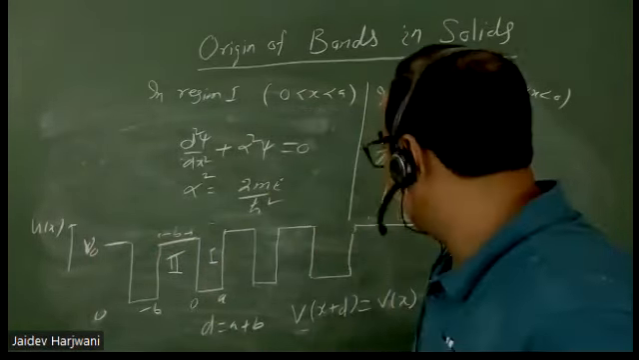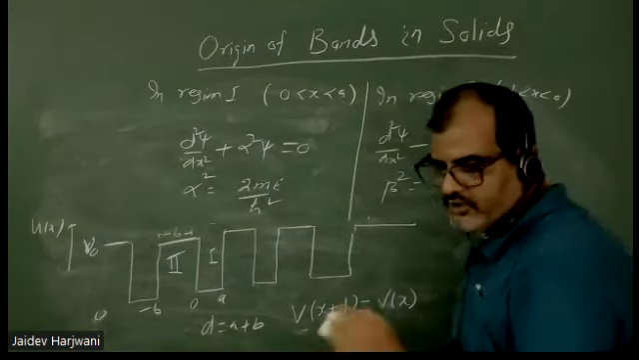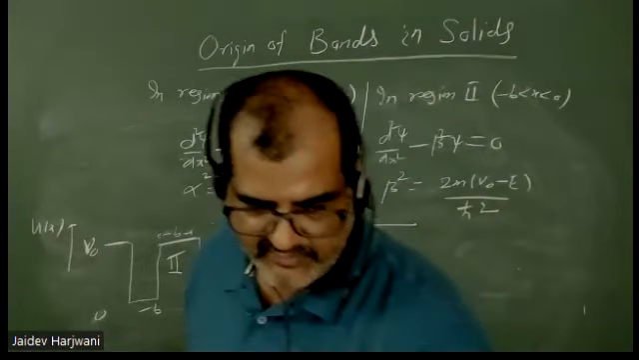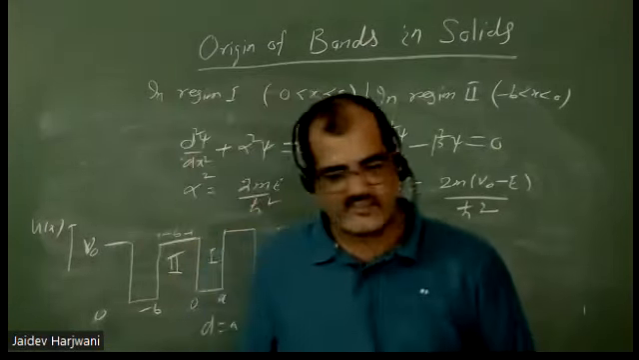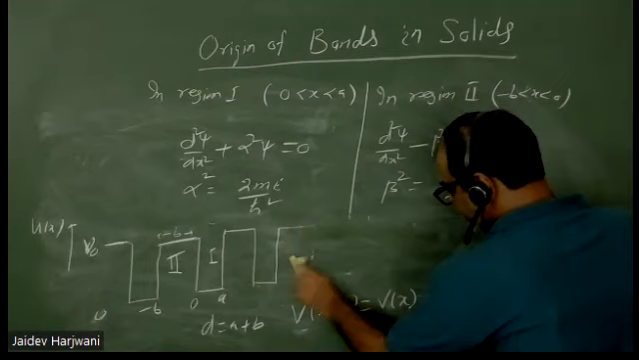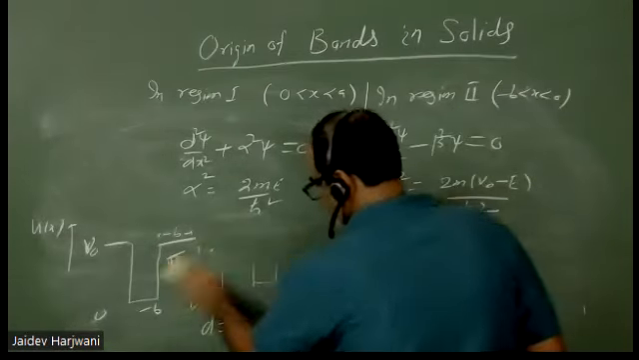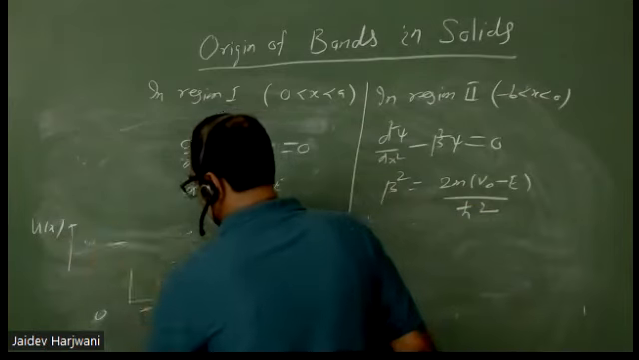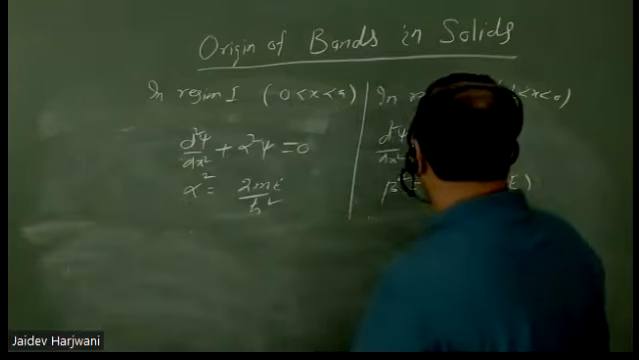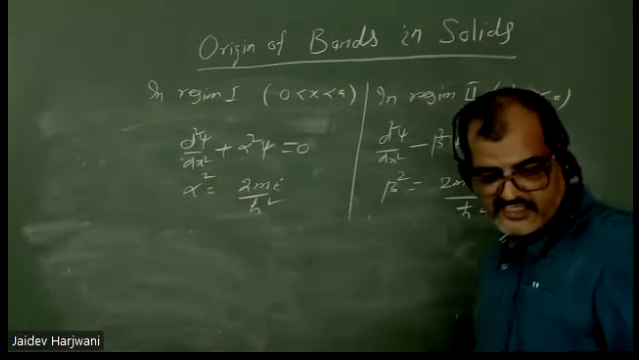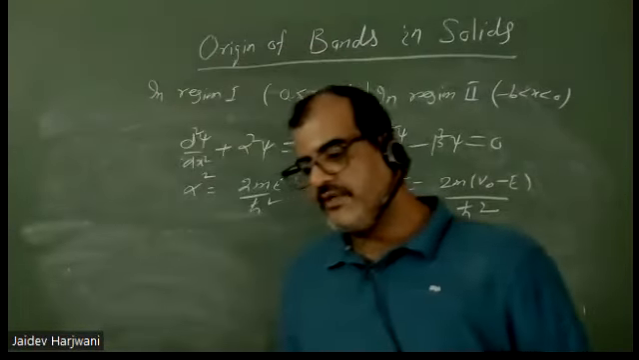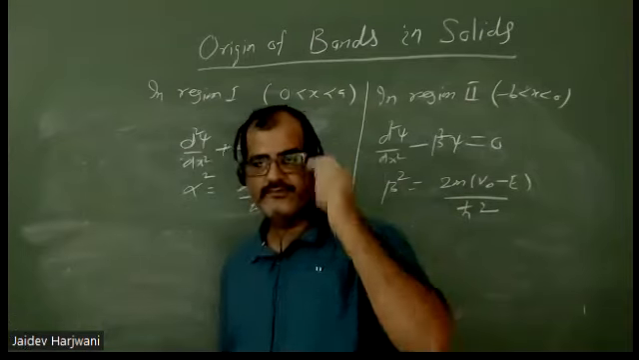Now if I want to write the solution of these two equations, I'm not going to solve them. We are just trying to understand qualitatively why bands arise in solids. Sir, in region 1 the potential will be V naught and in region 2 the potential will be 0? I plotted it just now, look carefully. V naught is from minus b to 0, and from 0 to a the potential is 0. Yes, sir.